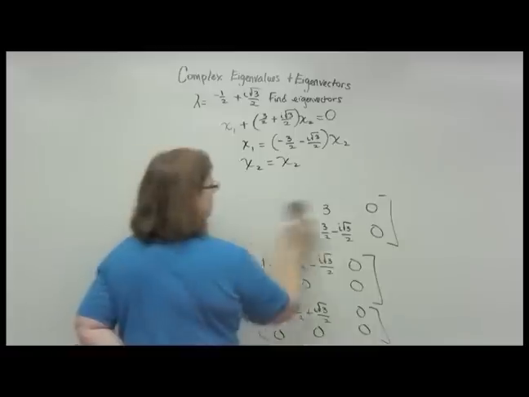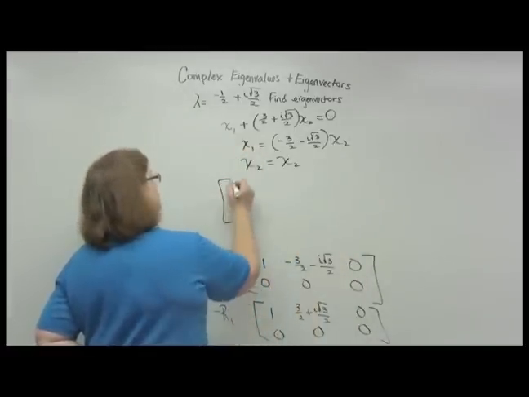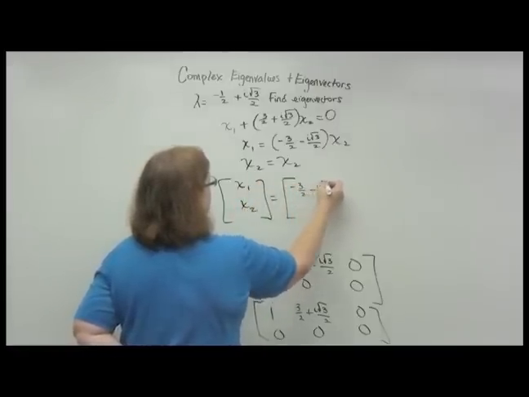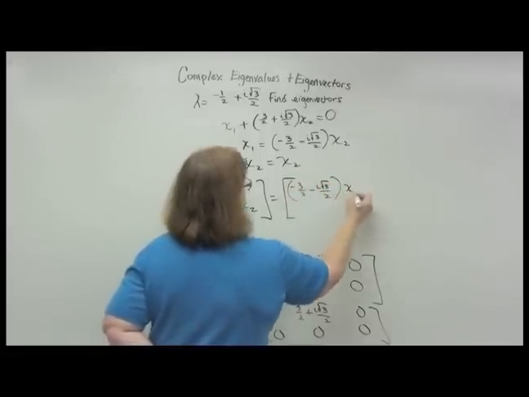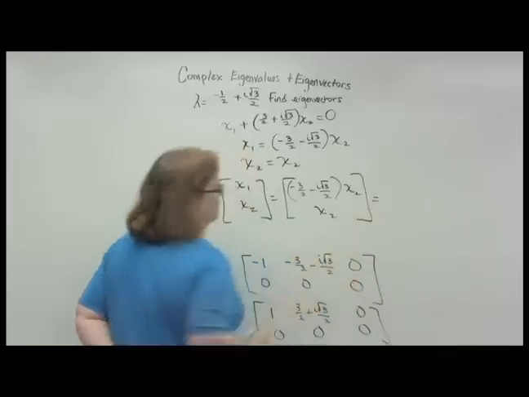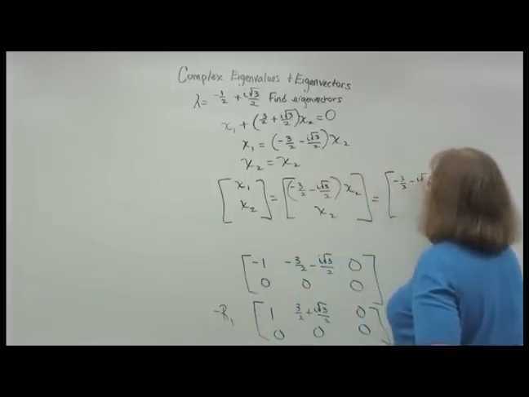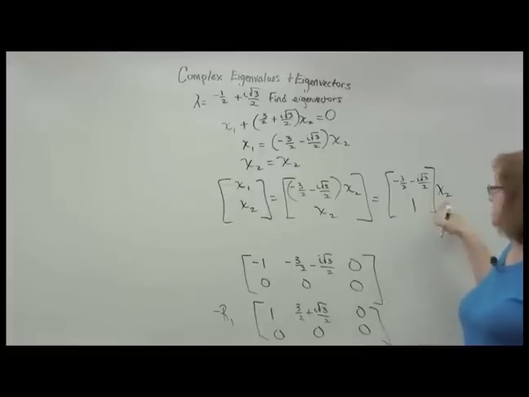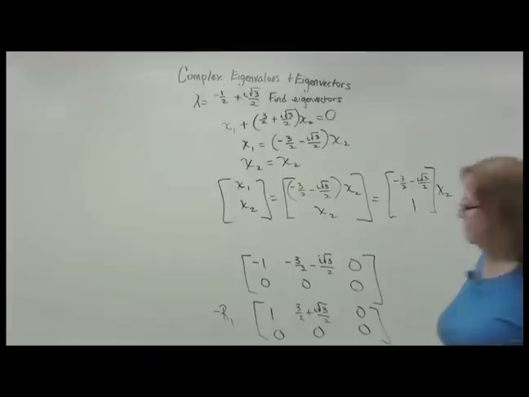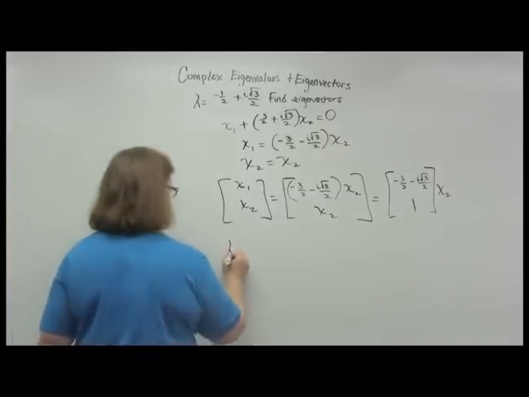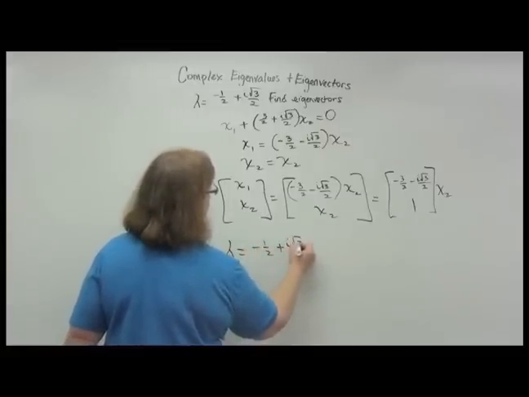So when I go to write an eigenvector, x sub 1, x sub 2 is negative 3/2 minus i root 3 over 2 times x sub 2, and then x sub 2 is x sub 2. I can factor out my x sub 2 and get that this is negative 3/2 minus i root 3 over 2, 1 as the second entry, and then that's times any value of x sub 2, except I don't want to use 0. We had a theorem that said we can't have a 0 eigenvector. Okay, so there's an example of an eigenvector corresponding to lambda equals negative 1/2 plus i root 3 over 2.